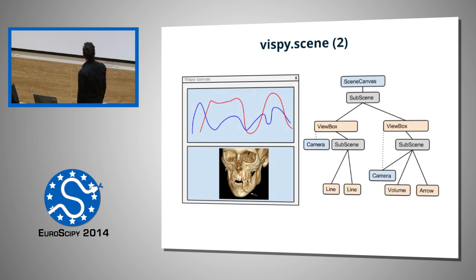So to put this in a picture, very briefly, we have a canvas, a window on your screen, and in there we have two view boxes, one on the top, one on the bottom. In the top one you have two lines, in the bottom one you have a volume rendering with some arrows. So you get a sort of scene graph as you see here. And on the right-hand side, you can see that the camera is actually an entity. So the camera lives in the same scene alongside the volume and the arrow.